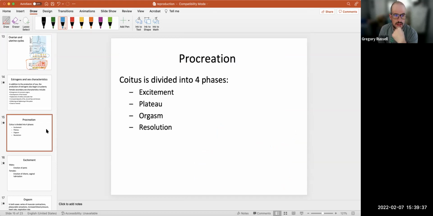Onward to the next thing that we have here. I want to talk a little bit about procreation, the act of coitus, which is potentially the most unsexy word in the English language. But the act of coitus is the act of sex. It's actually divided into 4 phases. The first phase is what we call the excitement phase. We then have the plateau, orgasm, and resolution.